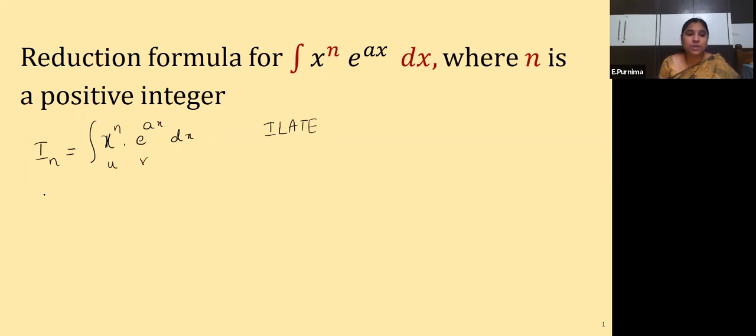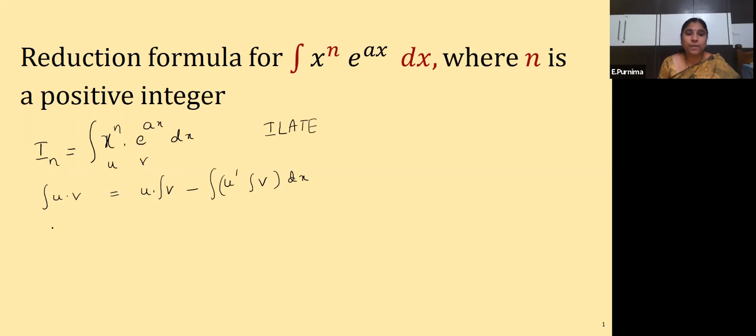Okay. Now what is the uv rule? The integral of u into v is u into integral of v, minus integral of u dash, where u dash is nothing but d by dx of u, into integral of v dx. Is it clear, children? So this is the integral of u into v.